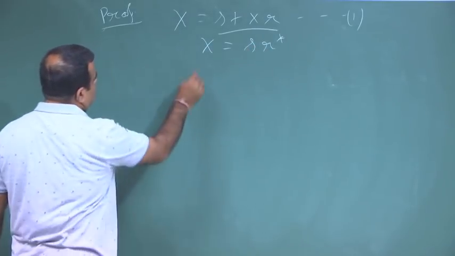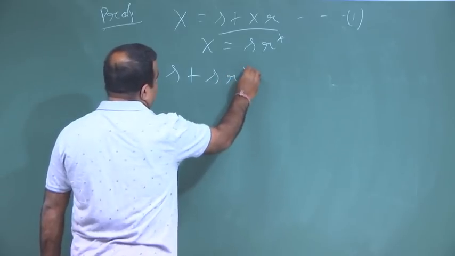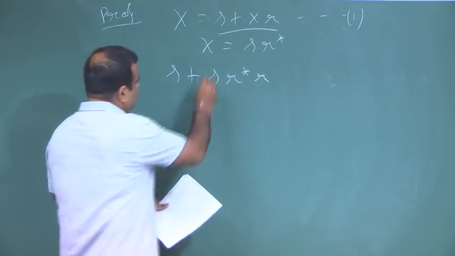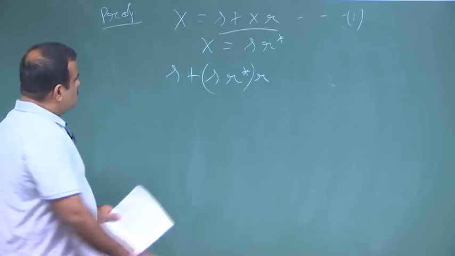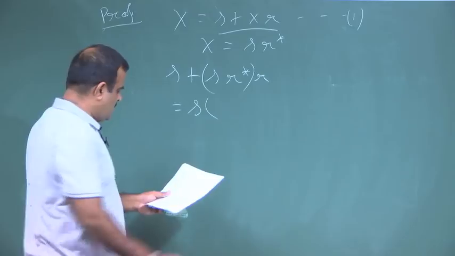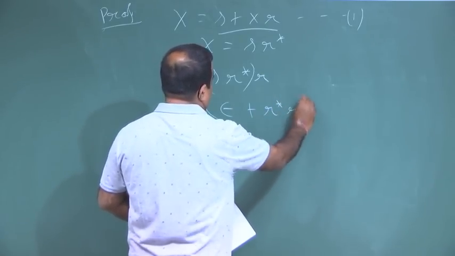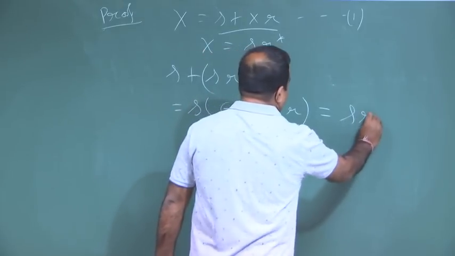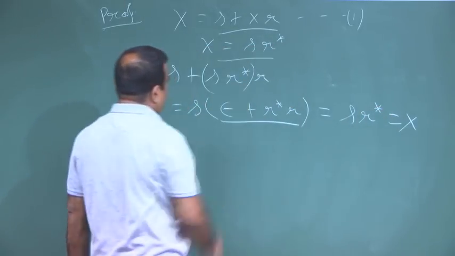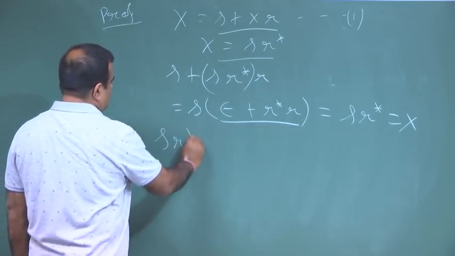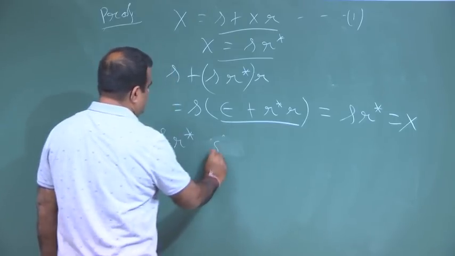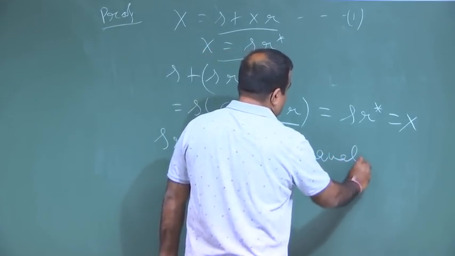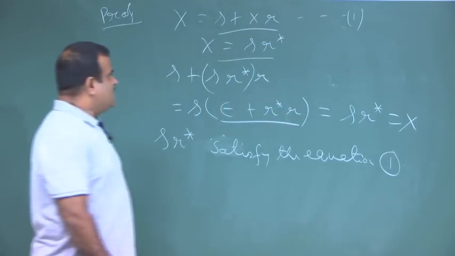S R star. So, we will put this in the right hand side of 1: S plus S R star R. We take it in brackets. Now we can take S common, this will be epsilon plus R star R. Just now we have seen the identity, this is nothing but R star. So, this is S R star, which is nothing but X. That means this satisfies equation 1, so this is a solution.